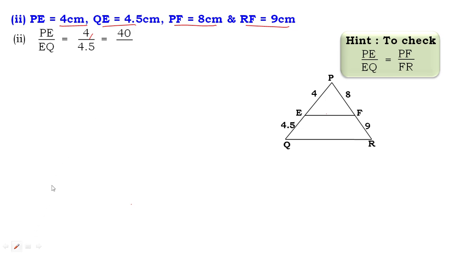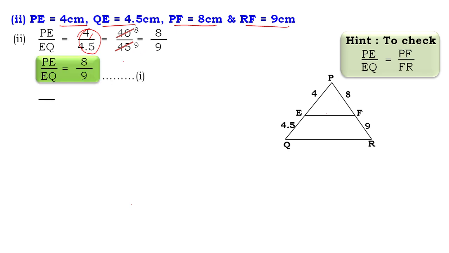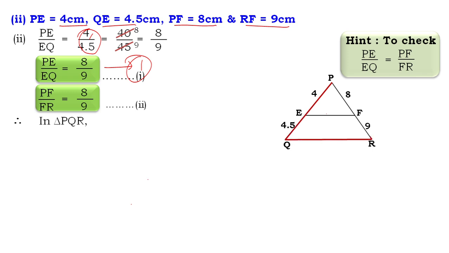So here, next one, 4 divided by 45. 40 divided by 45, that is 5 8s are 40, 5 9s are 45, that is 8 by 9. We call this equation 1. Now PF divided by FR is equal to, PF is 8, FR is 9. Equation 2, in triangle PQR.